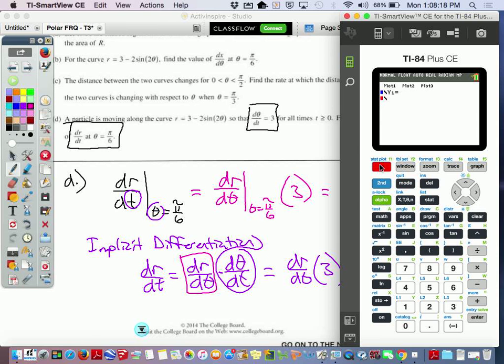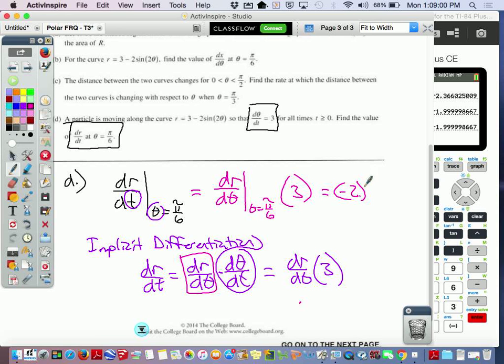We'll go to y equals, and I'm going to type in my r equation. And r is 3 minus 2 sine of 2 theta. Quit out, and I'm going to do math 8 x. That's in y1 at pi over 6. And this comes out to be the same thing I got as the last one, which is negative 2. So this comes out to be negative 2 times 3, which is negative 6.